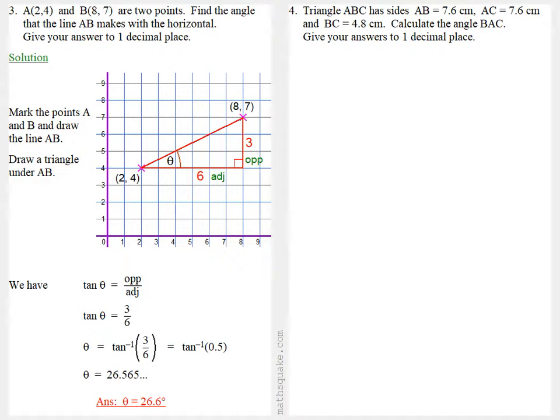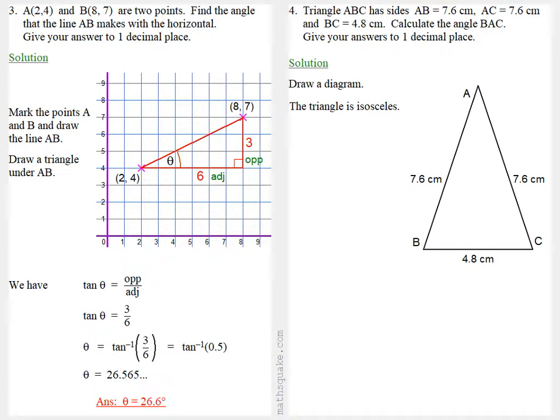In question 4, we're given a triangle ABC has sides AB equal to 7.6 centimetres, AC equal to 7.6 centimetres, and BC equals 4.8 centimetres. We are asked to calculate the angle BAC, giving the answer to one decimal place. Now, to solve this, it's always helpful to draw a diagram. And the first thing we notice is the triangle is isosceles.